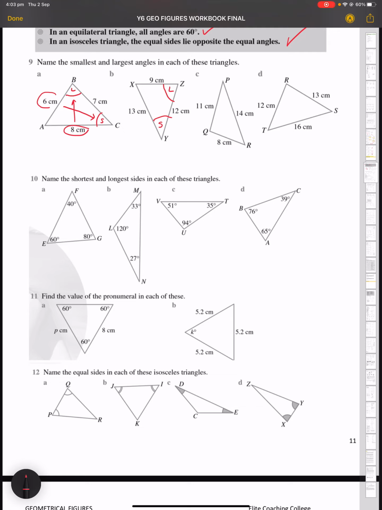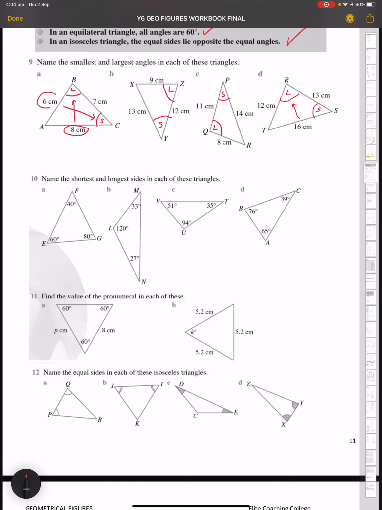Question C, longest side is 14, so angle Q is the largest angle. Shortest side is 8, which means that the smallest angle is P, right there. Question D, longest side is 16 centimeters, which means opposite of that has to be the largest angle. And 12 is the shortest side, which means that this has to be the smallest angle.